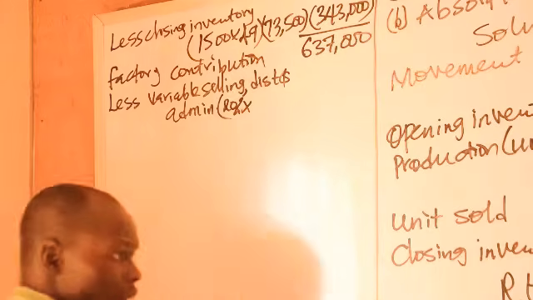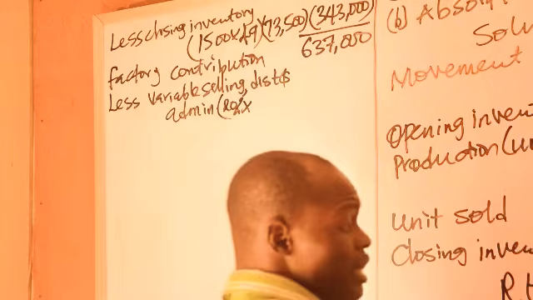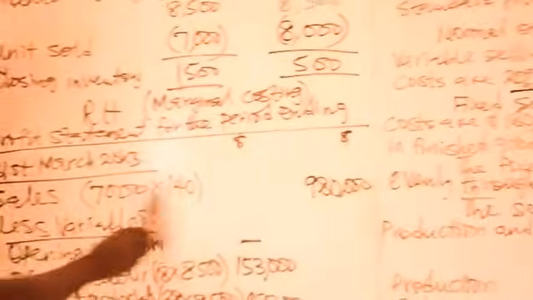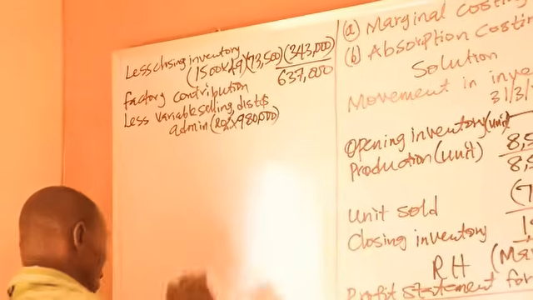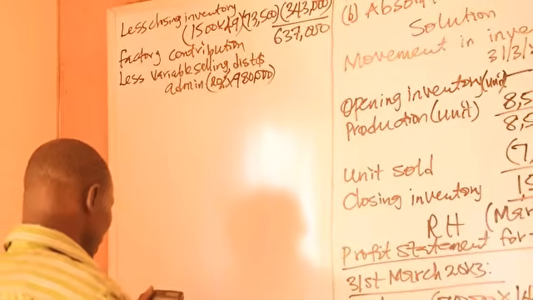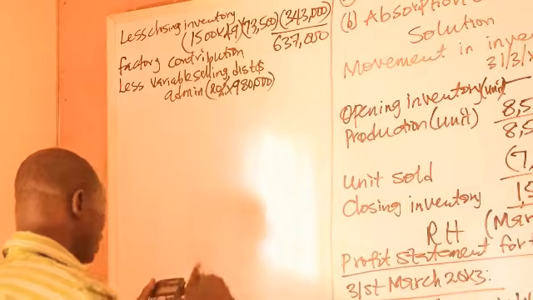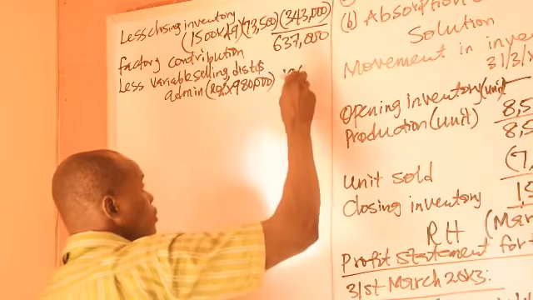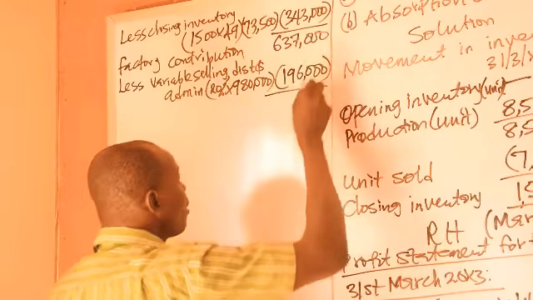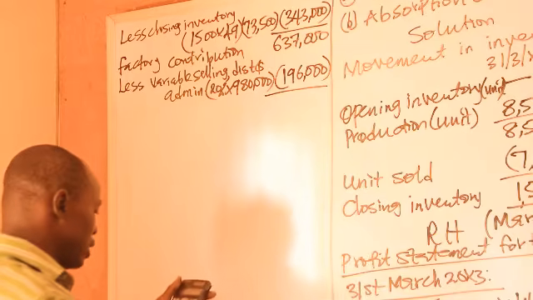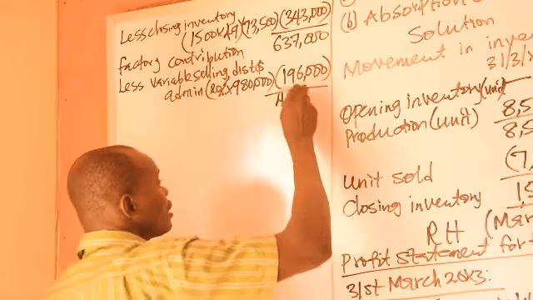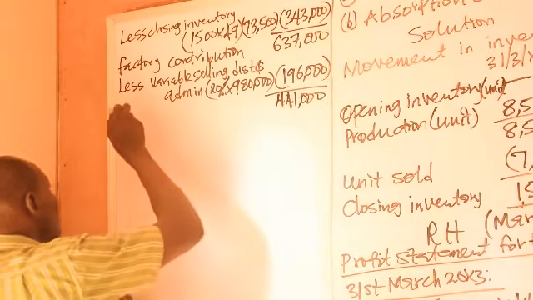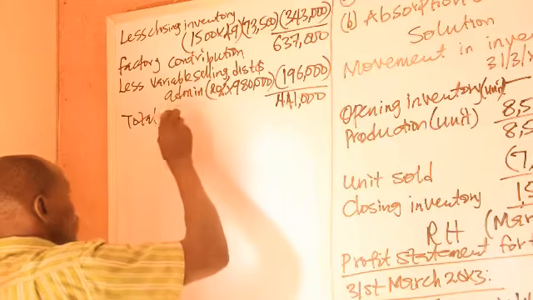Our sales value is 980,000. 20% of 980,000 will give us 196,000. If you less that 196,000 from 637,000, then you will have 441,000. That 441,000 represents the total contribution.